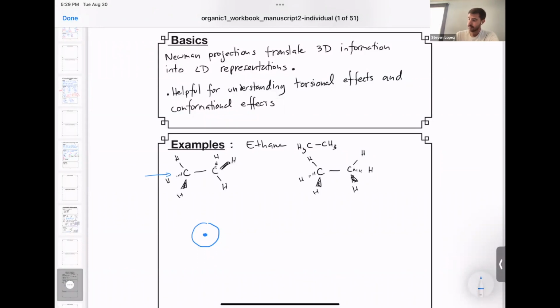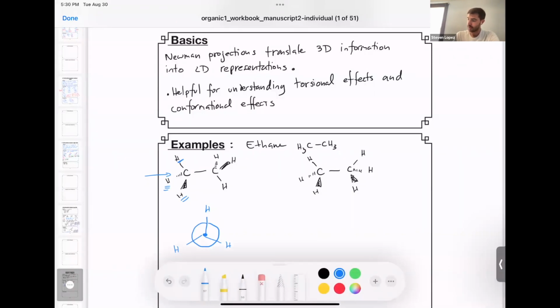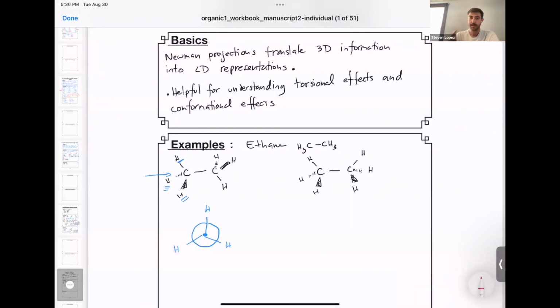And if we follow these structures, I'm going to just indicate these different groups with underlining. If we look down that bond, you'll see that this hydrogen, which I'm underlining once in blue, is pointed up. This hydrogen, which I'm underlining twice in blue, is pointed to the right. And then this hydrogen, which I'm underlining 3 times, is pointed to the left. Okay. And then there's a second component to the Newman projection, which is the atoms that are in the back. In other words, the second carbon atom, or the right carbon atom.